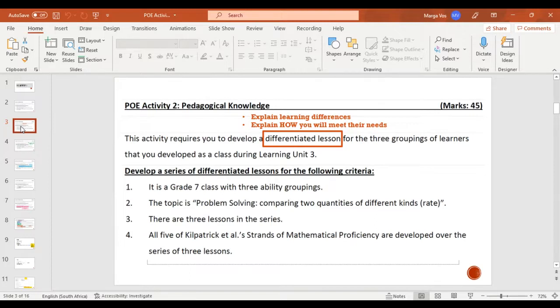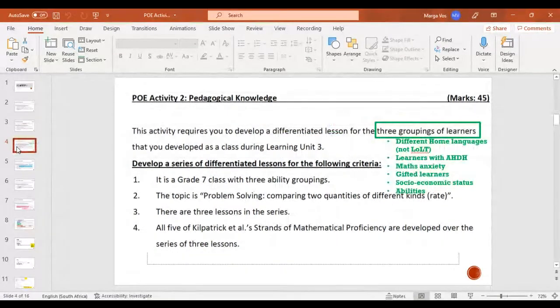And we need to explain the learning differences between our 3 groupings of learners. In this instance, we will have groups of learners who come from different home languages, learners with ADHD, math anxiety, gifted learners, socioeconomic status, and abilities. For this particular activity, for this PoE, we need to focus on the 3 ability groupings that we are going to have in our class with the topic problem solving for this lesson.